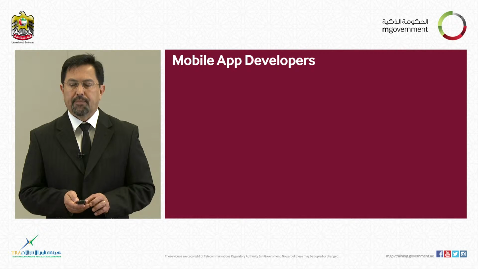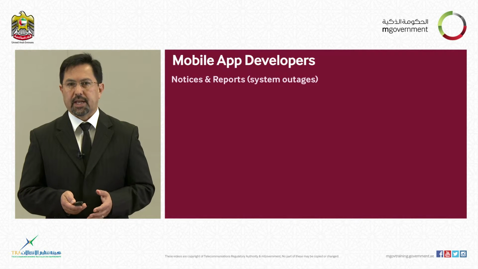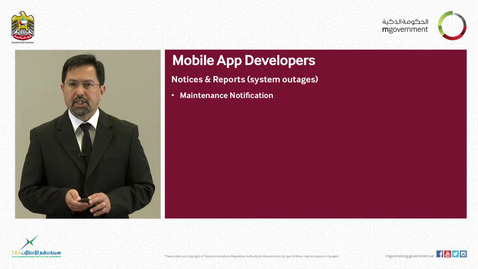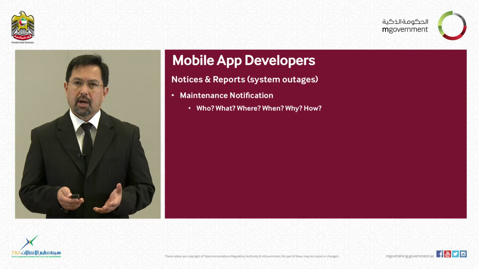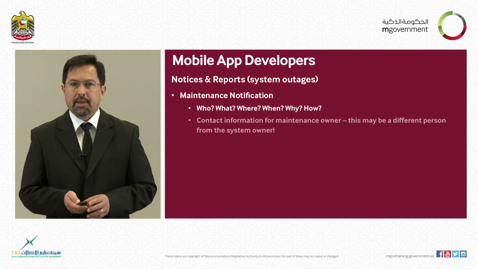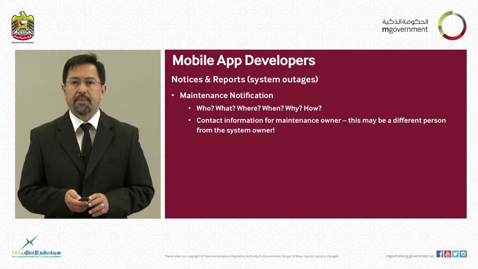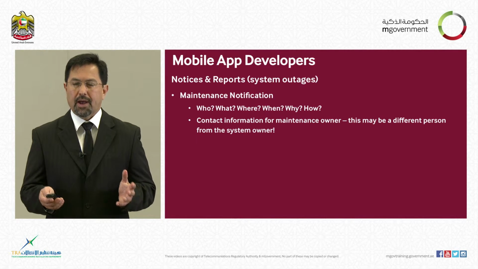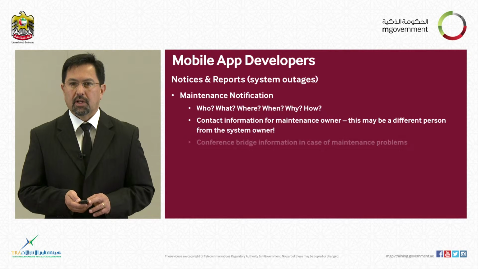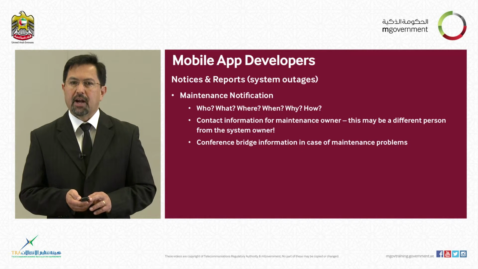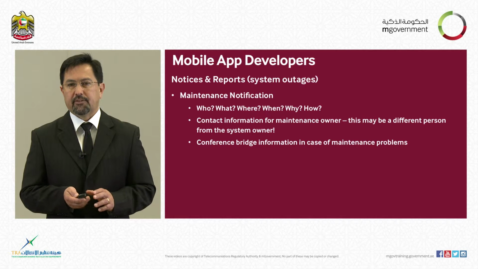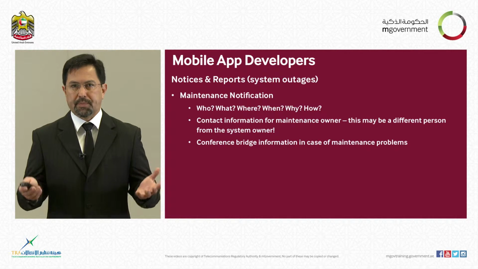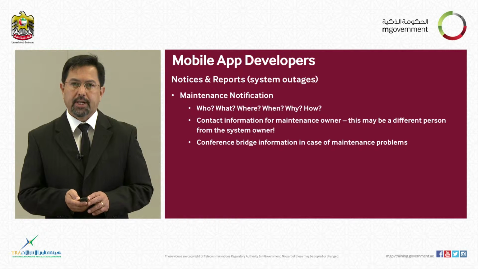Mobile application developers also get concerned with notices and reports about system outages typically. Maintenance notifications, they need to be able to answer who, what, where, when, why, and how. They need to have contact information for the maintenance owners, which actually may be different from the system owner. So having that kind of information in advance is critical. Sometimes you also need to have conference bridge information in case of maintenance problems that require multiple people from multiple organizations collaborating together.